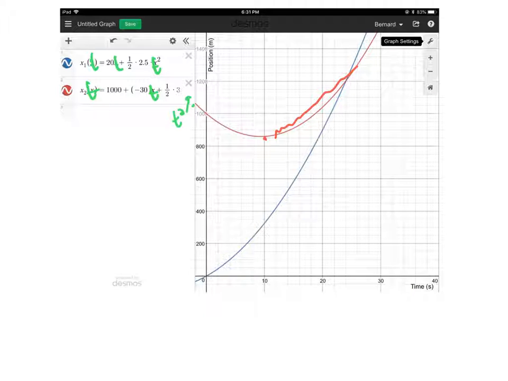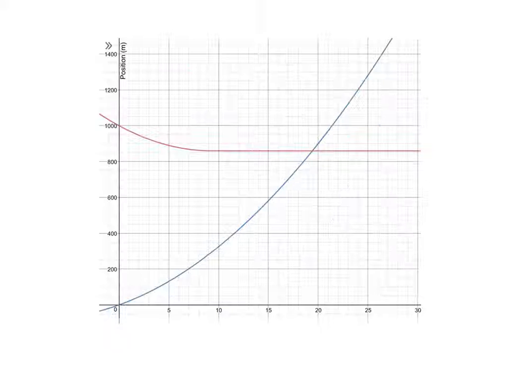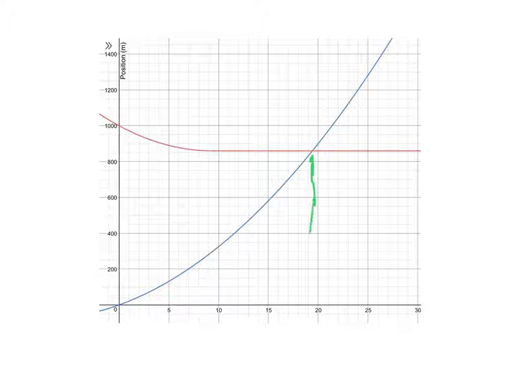So I asked Desmos to sort of show me what that would look like, and it looks like the following. The scale's a little different, so the curves look a little flatter, but they aren't really. And most importantly, what we see is that now the place where they meet is here. So they meet at a time of sort of 19-ish seconds rather than the 20-something seconds from before.